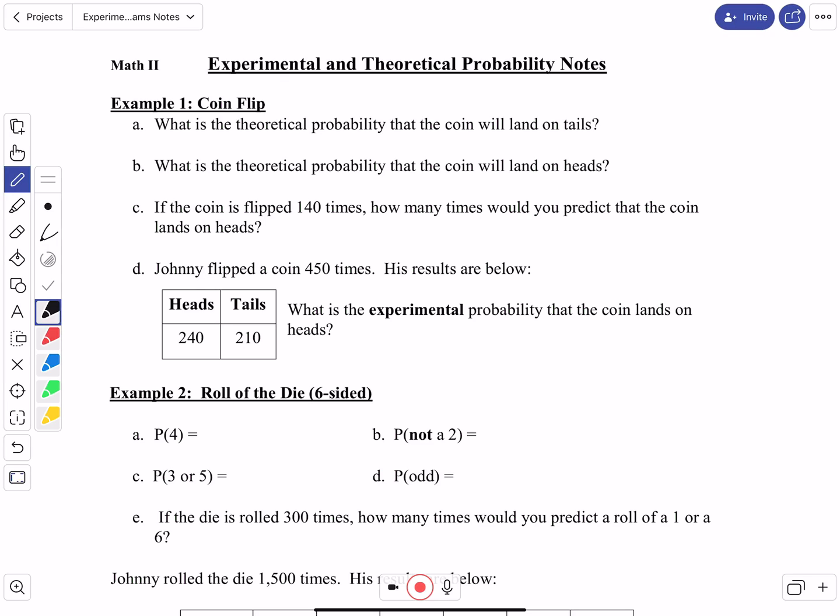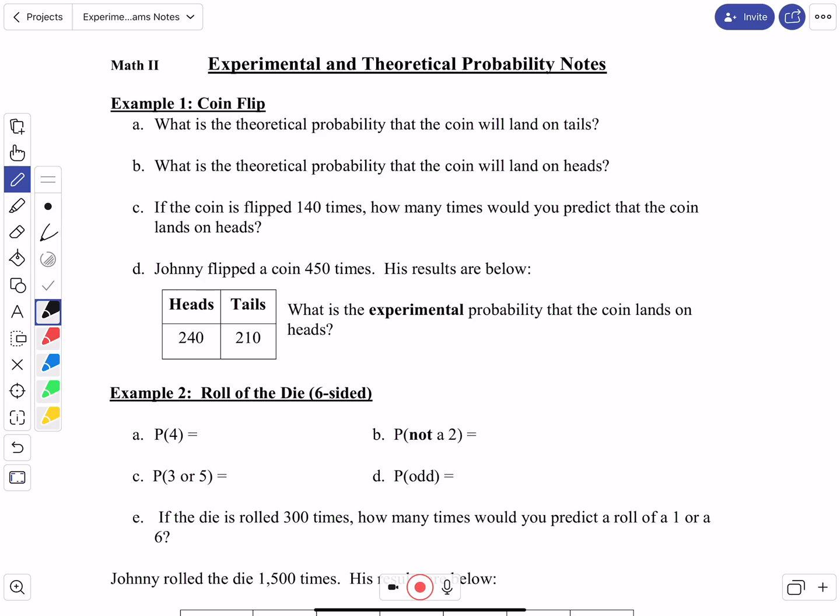Experimental and theoretical probability. So this is dealing with the probability of how you could figure out your chances of winning something. What is the theoretical probability the coin will land on tails? So this is actually: what are the chances of something actually happening?